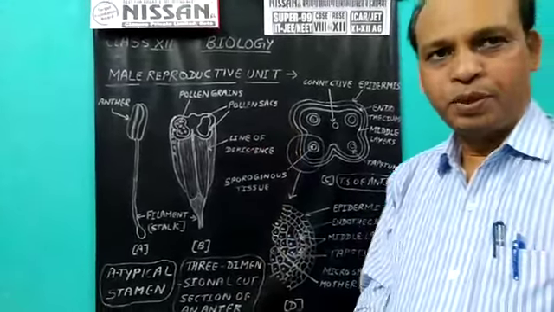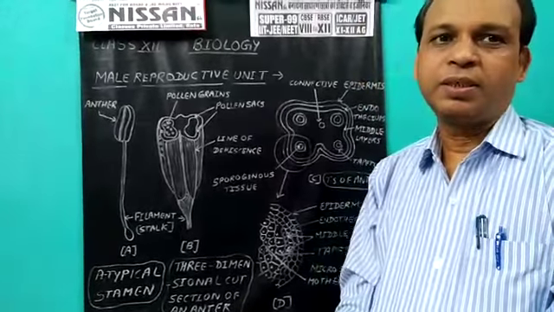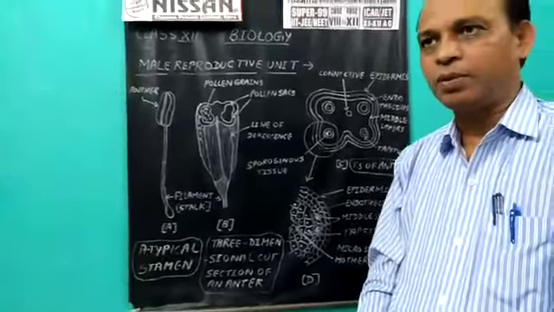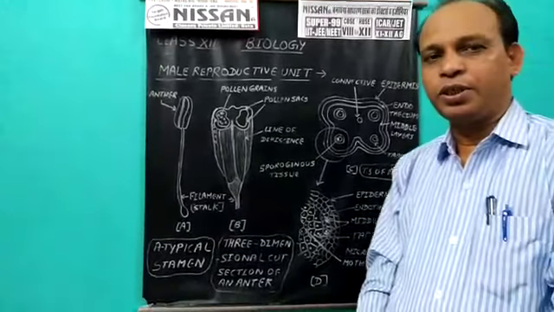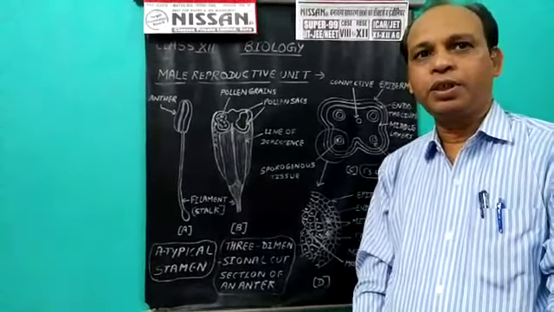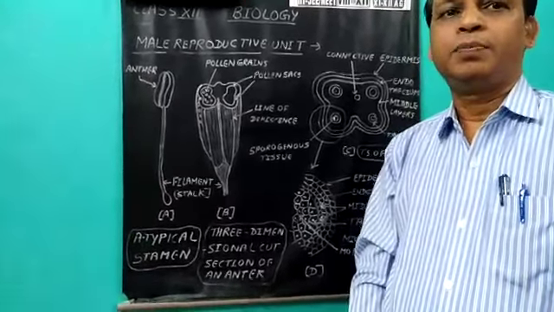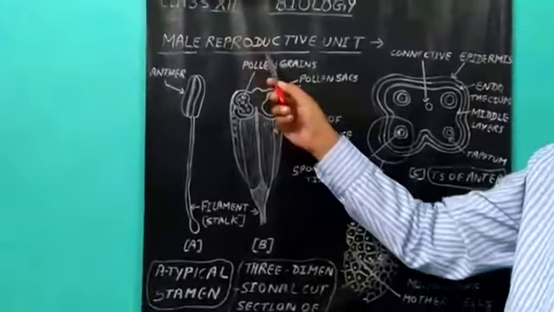In the previous lecture you have learnt about the flower, floriculture, and parts of flowers. In the parts of a flower there are four parts: calyx, corolla, androecium, and gynoecium. The androecium and gynoecium are the essential reproductive parts. So today we will learn about the male reproductive units.